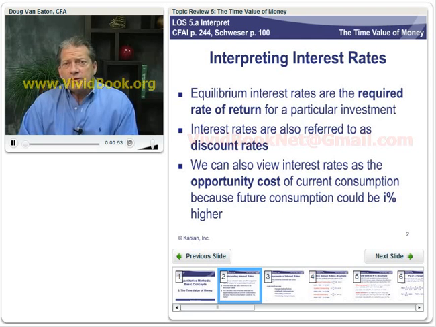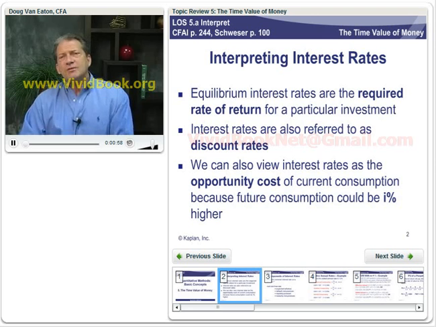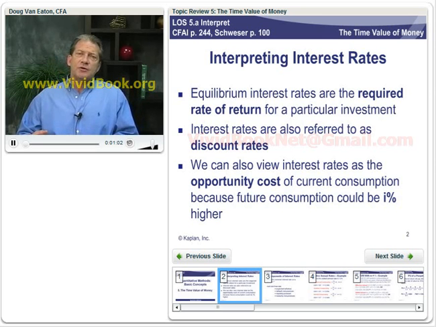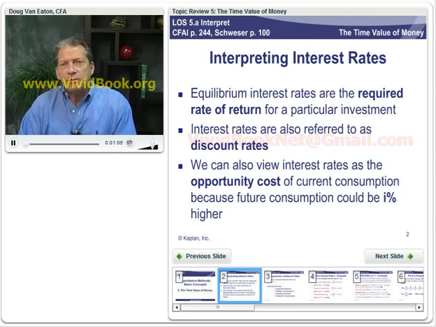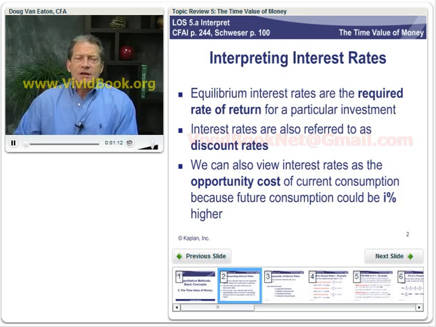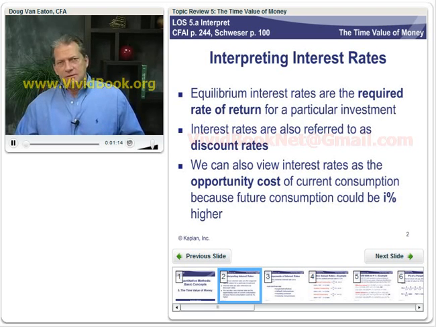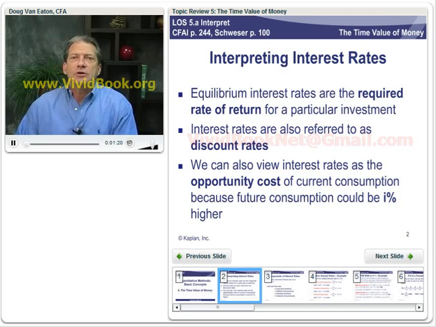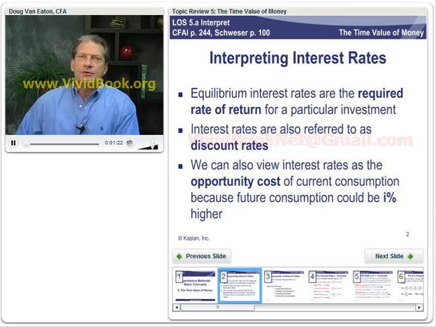Now, we could also view interest rates as the opportunity cost of current consumption, because if I don't consume today and save and earn a market rate of return on those savings, then I can consume more in the future. At least that's the idea when real interest rates are positive. So it's in that sense that I'm giving up that growth and interest if I consume today. So that's why we say it's the opportunity cost of current consumption.